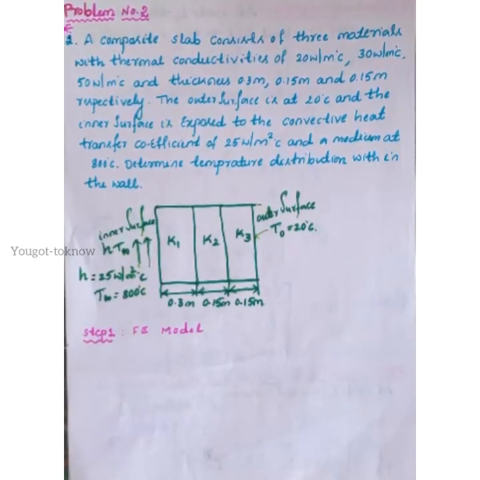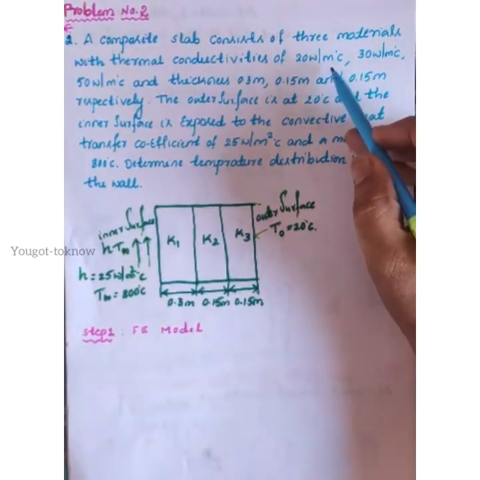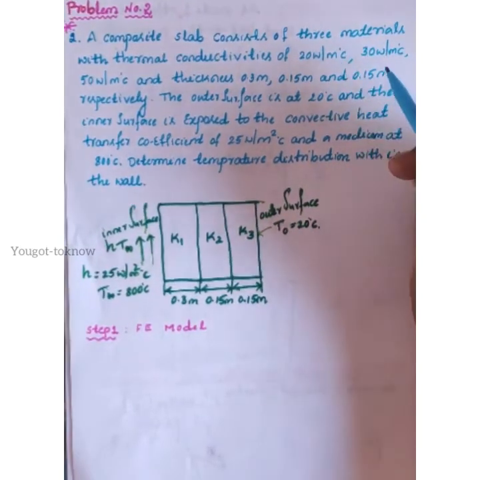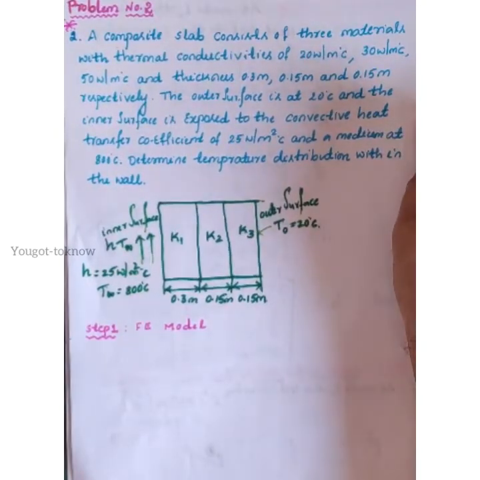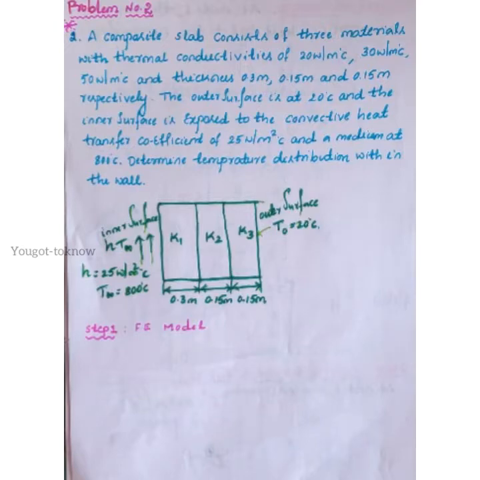Good morning, guys. Now we are going for one more problem of composite slab, a composite wall. The problem is like this: a composite slab consisting of three materials with thermal conductivity of 20 watt per meter degree Celsius, 30 watt per meter degree Celsius, 50 watt per meter degree Celsius, and a thickness of 0.3 meter, 0.15 meter, and 0.15 meter respectively.